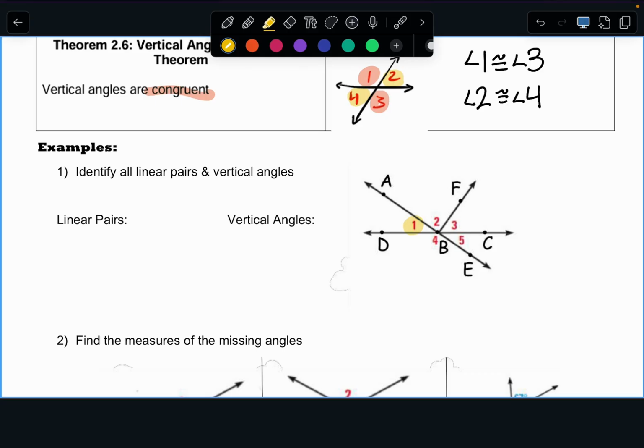Let's look this way. Do angle 1 and angle 2 make a linear pair? No. Angle 1, 2, and 3 make a straight line, but not just angle 1 and angle 2. What about angle 1 and angle 4? Do they make a straight line? Yeah. Angle 1 and angle 4, it looks weird. It's like backwards, but they make that straight line that's being cut into two different angles. So angle 1 and angle 4 are a linear pair.